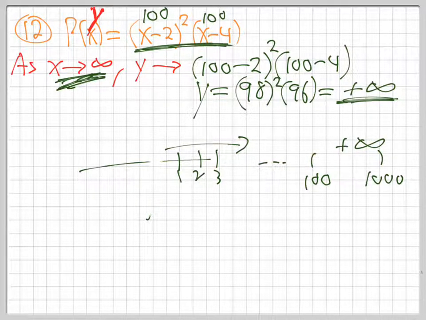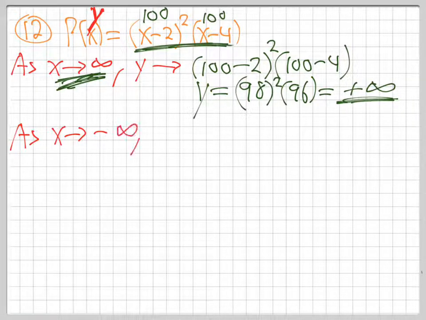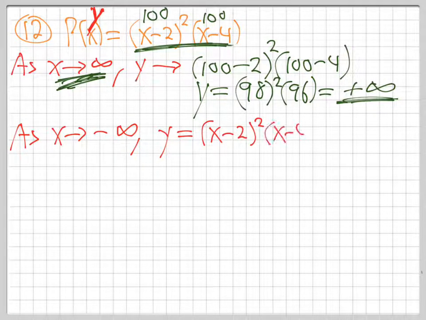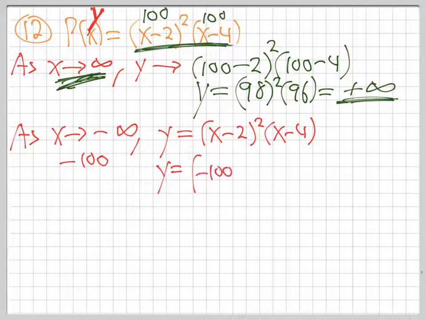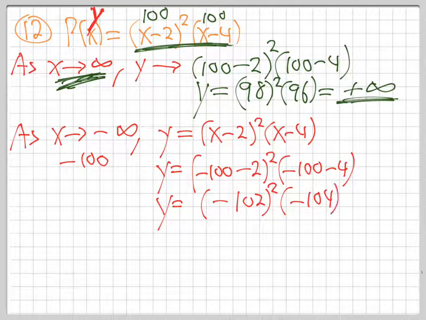Now, they're going to ask, as x goes to negative infinity. So I would suggest you plug in negative 100. As x heads to negative infinity, y is, again, the x minus 2 squared times x minus 4. Let's plug in negative 100. For negative infinity, I'm just going to use negative 100. It's just a big negative number. So negative 100 minus 2 squared, negative 100 minus 4. What do we get? Negative 102 squared times negative 104.